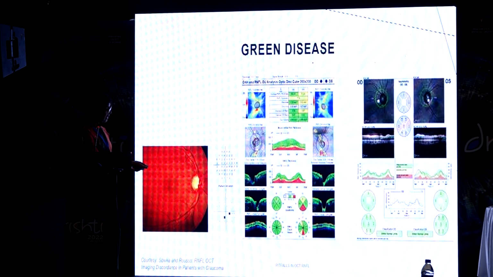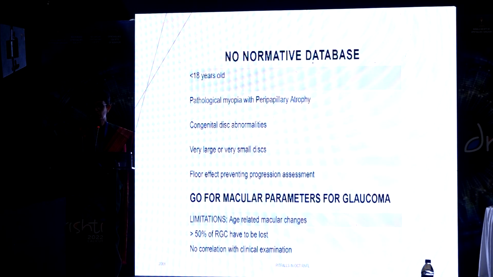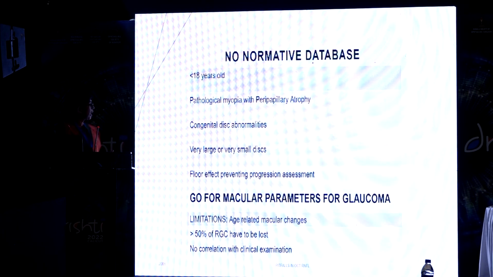In this Spectralis printout, you can see in the left eye, there is this area where the patient's profile is touching the red. However, when you see the pie chart, it is all in the green. So this is again a situation where the OCT has failed to pick up a glaucoma. Now, red disease can happen in so many of these conditions where the OCT doesn't have the normative database, and then you should go for the macular scan for glaucoma to pick up this condition.